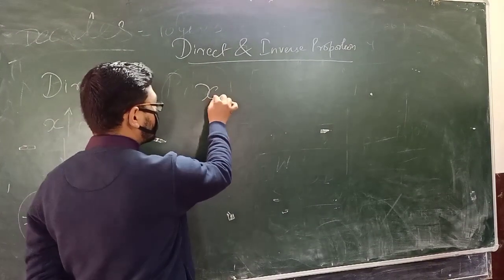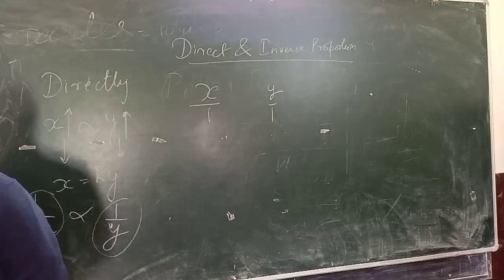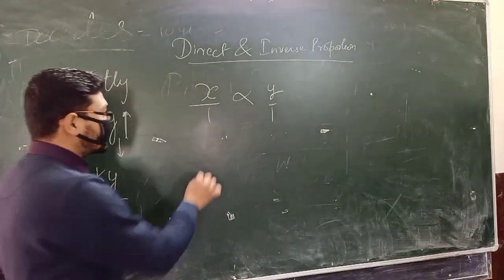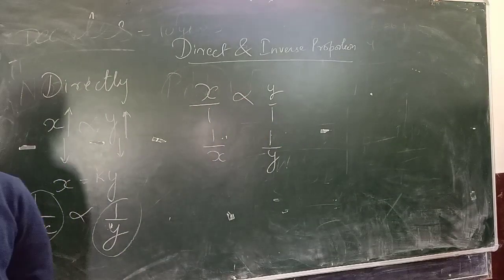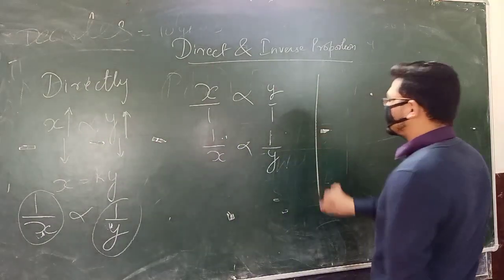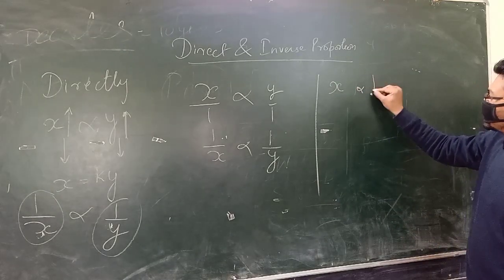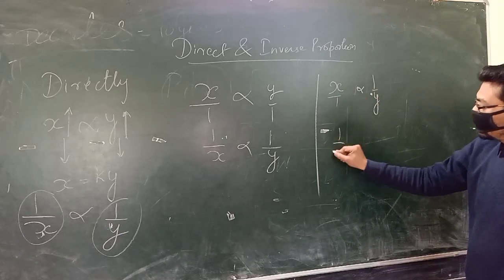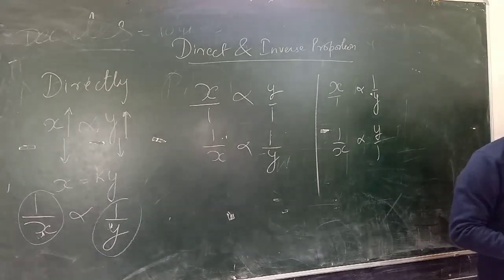See, x upon 1, y upon 1. x and y both are numerators, right? Directly proportional. Let's say 1 upon x, 1 upon y. Even in this case, x and y both are in denominators, right? Directly. Now, in case of inversely proportional, if x is in the numerator, then y is in the denominator. And if x is in the denominator, then y is in the numerator. So this is nothing but the inverse relation.